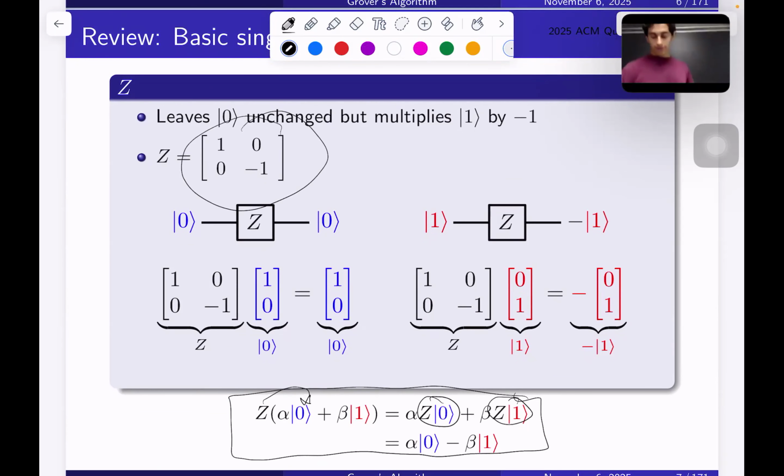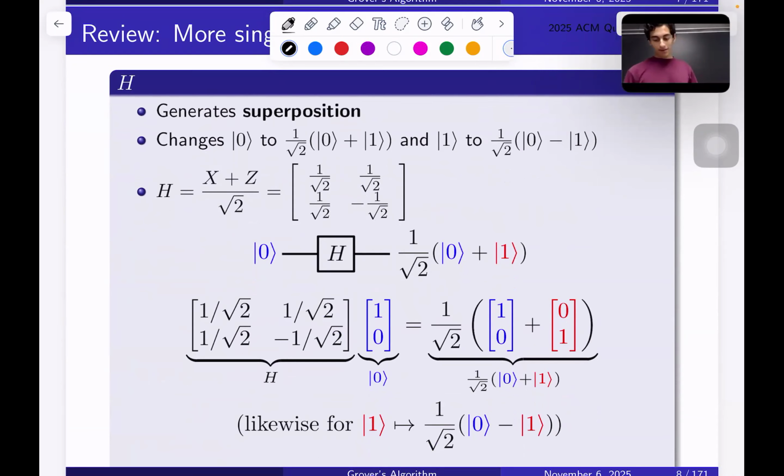Okay. The H gate makes a superposition state. So if we take in a zero, we'll get an equally weighted superposition of 0 and 1, with 1 over root 2 as the coefficients. And then for 1, you'll get the same thing, but with the minus sign in the middle.